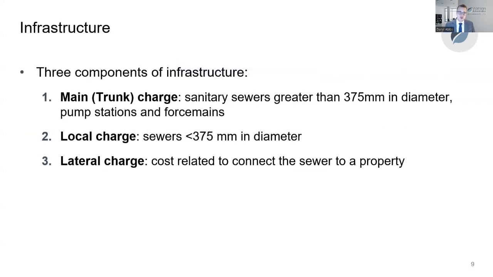The infrastructure is broken down into 3 components. There's a main charge or a trunk charge, and this relates to sanitary sewers that are greater than 375 millimeters in diameter, so larger pipes, as well as pump stations and force mains required for this area. There's a local charge, which covers smaller order sewers, less than 375 millimeters in size. And then there's a lateral charge, and this lateral is what's required to connect the sewer to the property.